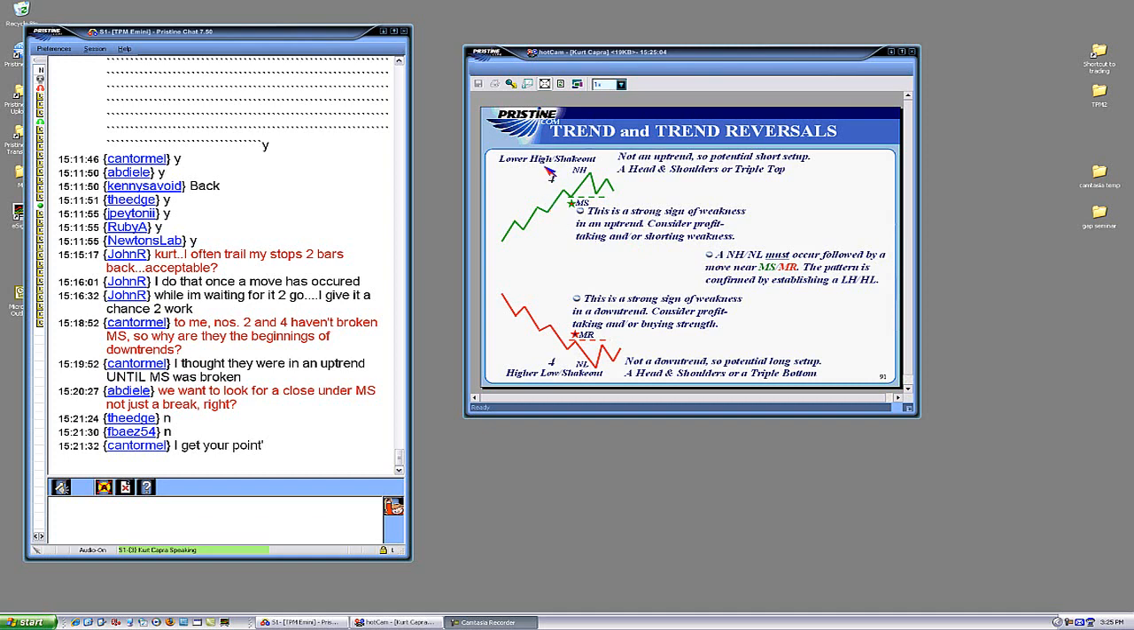Now here we have the lower high or shakeout pattern. We're not in an uptrend, so we can potentially short. This is a stronger sign of weakness because we pulled back to major support and tried to move higher, failing to make a higher high. That's why this is a stronger sign of weakness. So we could consider shorting that weakness or buying the strength if it was a higher low.